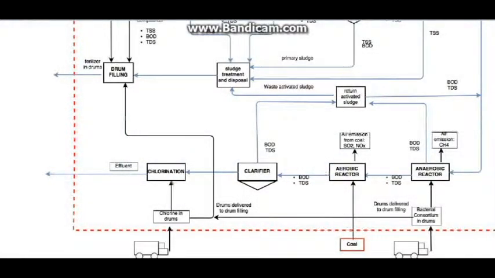Aerobic reactor. The aerobic reactor takes in the treated wastewater from the anaerobic reactor. The reactor takes the air in from the surroundings because the bacteria utilize oxygen from the air in order to degrade organic matter, which is the BOD, and convert it to CO2.